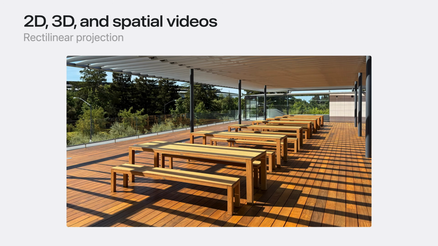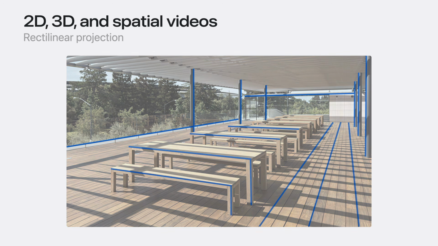We saw earlier how 2D, 3D, and spatial videos are all played on a flat surface in Vision Pro. This is because these videos typically use what's known as a rectilinear projection, as seen in this photo of the Apple Park Visitor Center. Rectilinear just means that straight lines are straight. There's no lens curvature or warping in the video. And because of this, these kinds of videos feel correct when viewed on a flat surface that also doesn't have any curvature or warping.